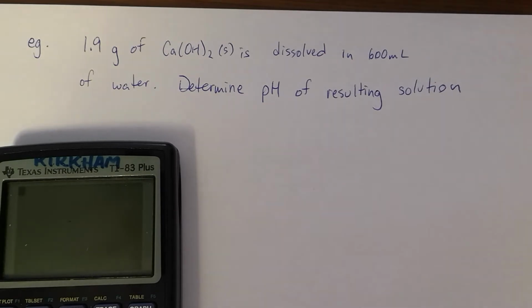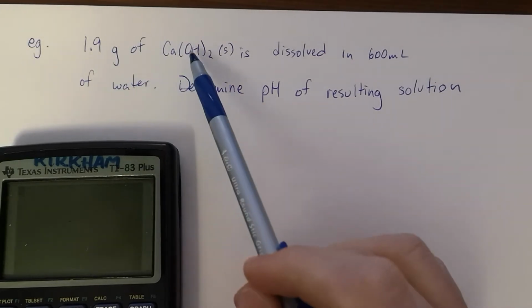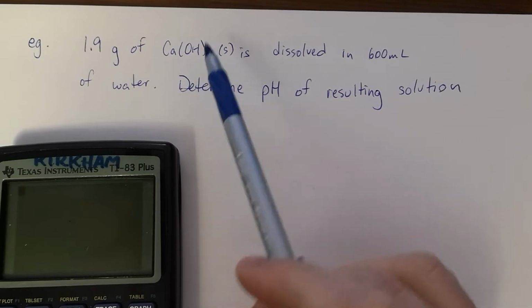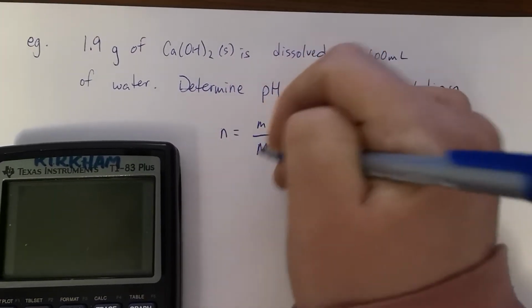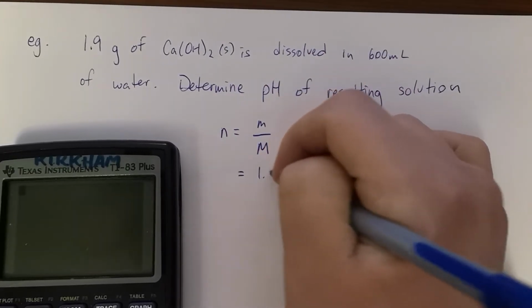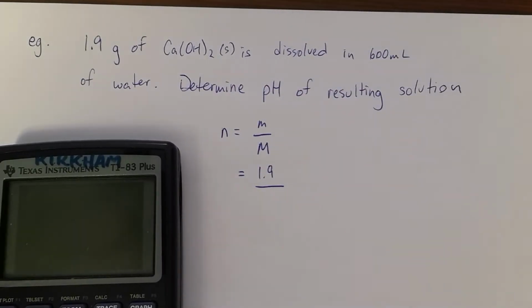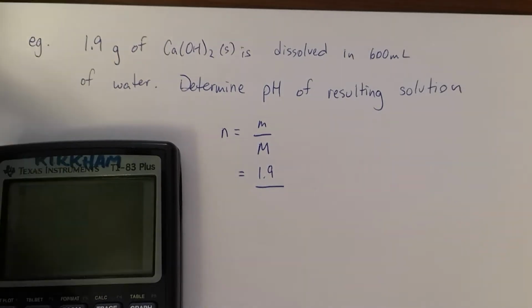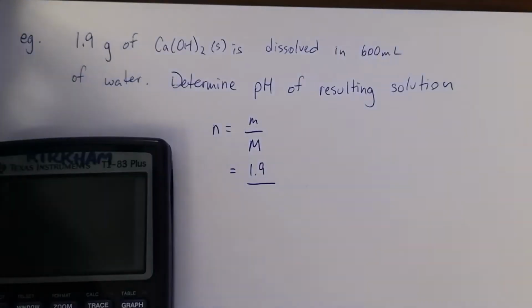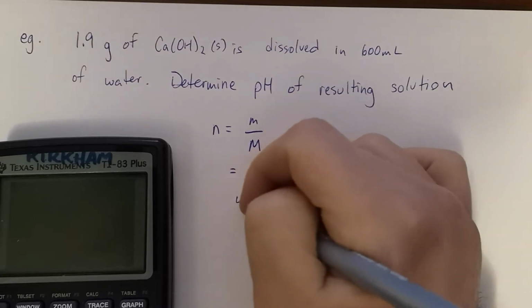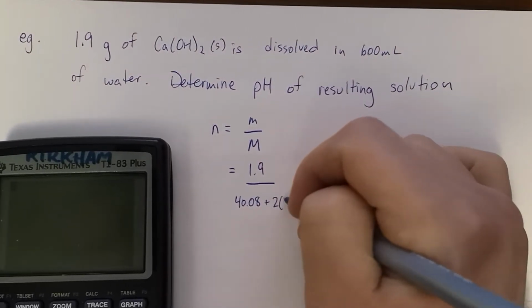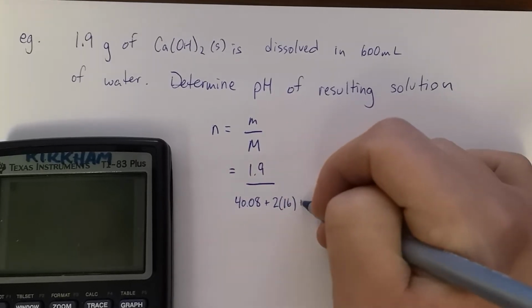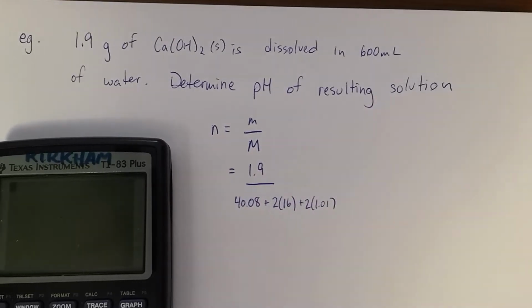Okay, so the first thing we're going to need to know is how many moles of calcium hydroxide we've just dissolved. So we're going to need to know the molar mass. That's no big deal. We've got 1.9 grams. I'm looking up everything in my data booklet here, just to prove it. I won't show you all the values. Calcium is 40.08 grams, and then I've got 2 oxygens, which I know is 16, plus 2 hydrogens. Okay, so let's find out how many moles we've got.